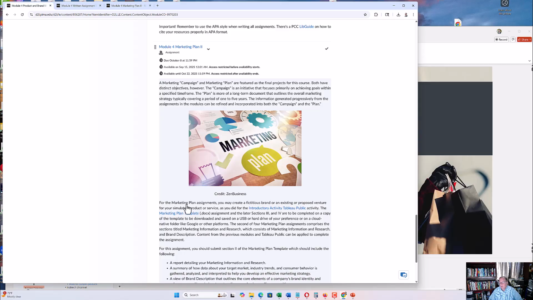So that document for Marketing Plan 2 is going to contain all of the information that you submitted for Marketing Plan 1, and now it's going to contain all of Marketing Plan 1 and all of Marketing Plan 2 in it. So you're going to answer all of the questions for section 2, and it's going to build on everything that you already answered in Marketing Plan 1.